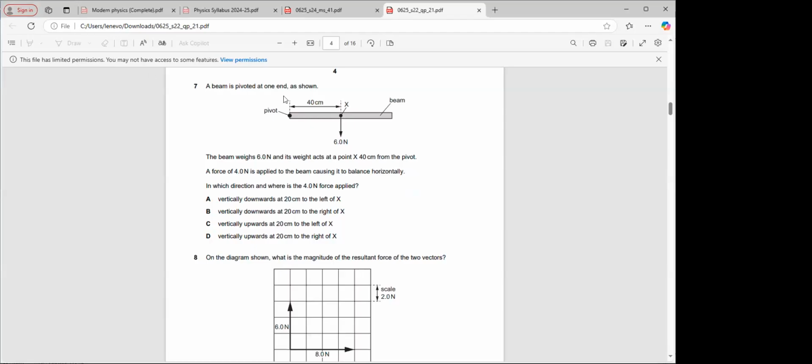Okay. A beam is pivoted at one end. This is the pivot, this is the separation, this is the force acting. All right. Yes, Ahnaf, try this one. One says vertically downward. So you've understood the question, no? This is the pivot. Okay, tell me.